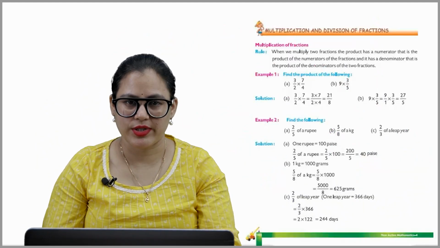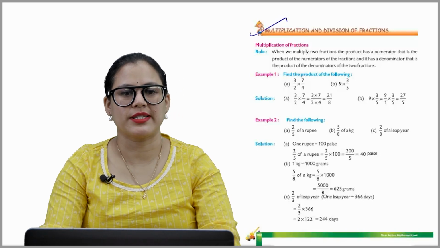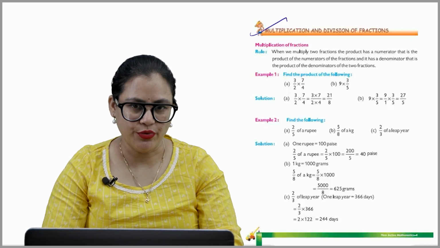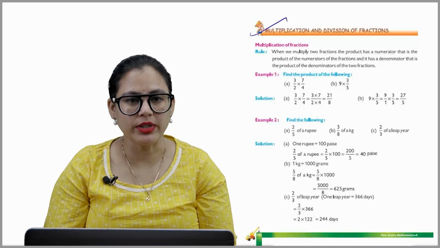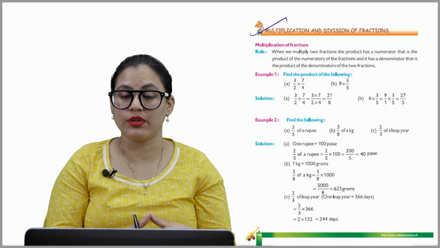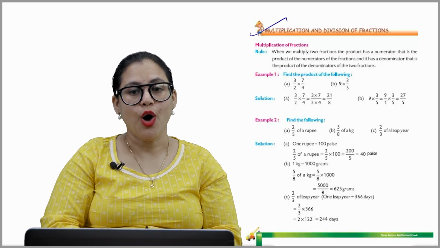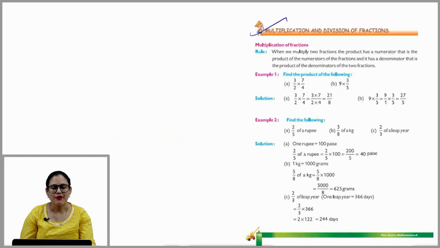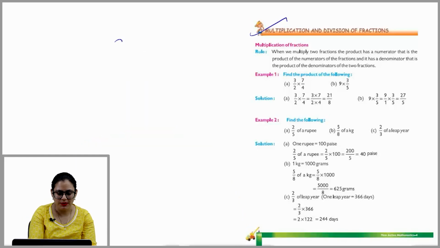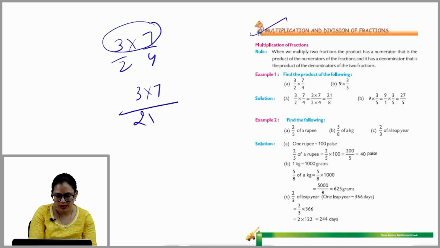Multiplication and division of fractions. Multiplication of fractions. Rule: when we multiply two fractions, the product has a numerator that is the product of the numerators of the fractions, and a denominator that is the product of the denominators of the two fractions. Example: find the product of 3 by 2 into 7 by 4. We will multiply numerators together and denominators together. So the answer is 21 by 8.